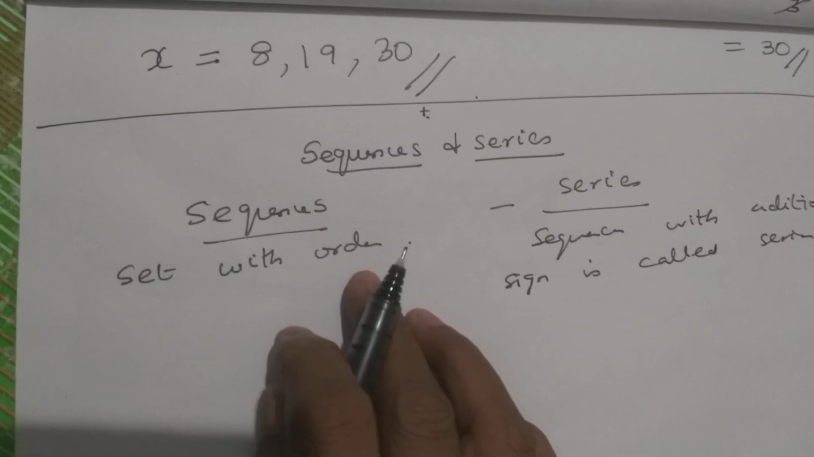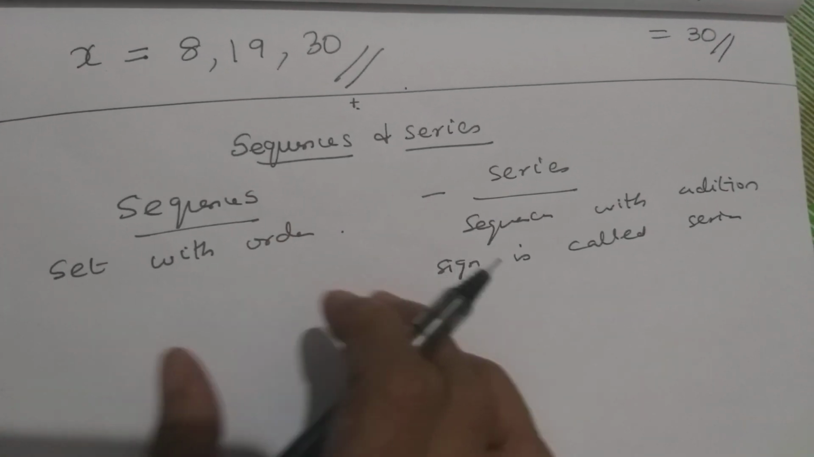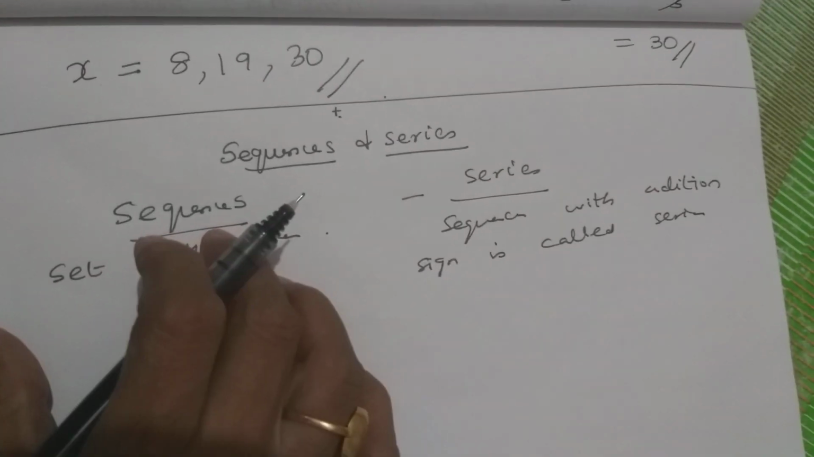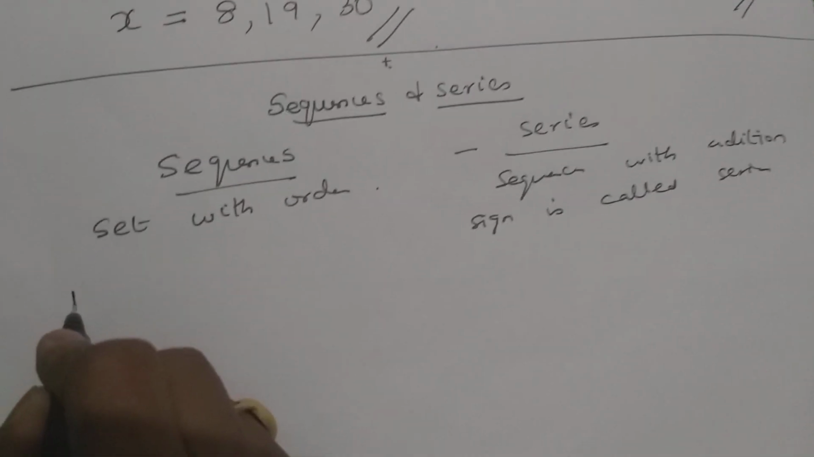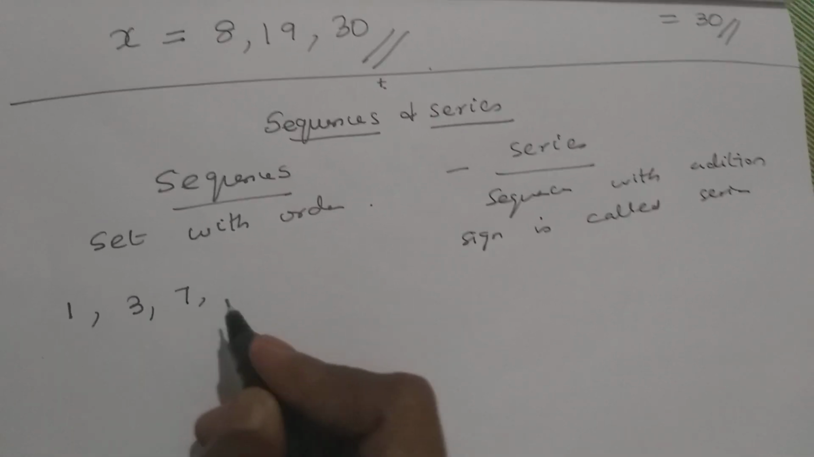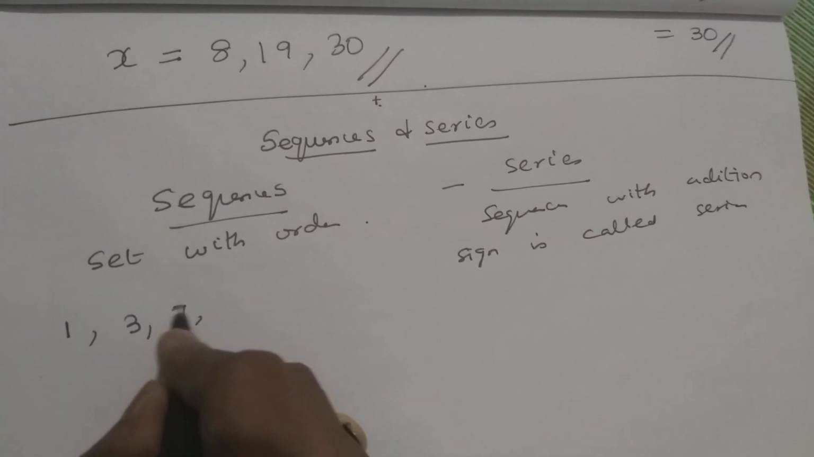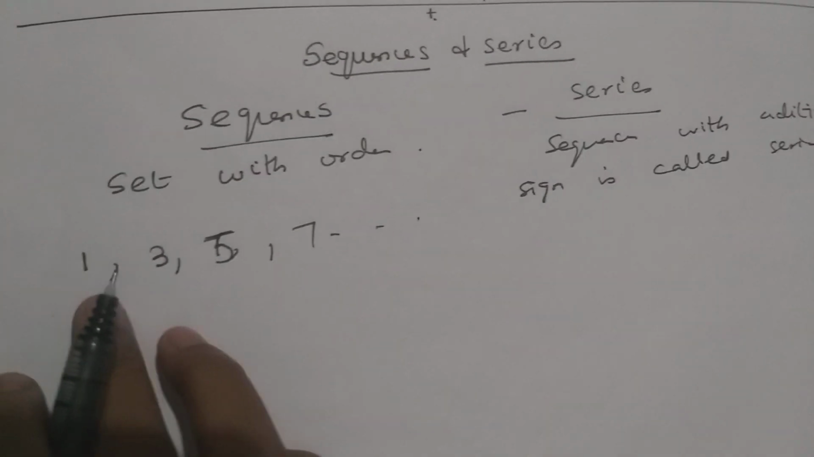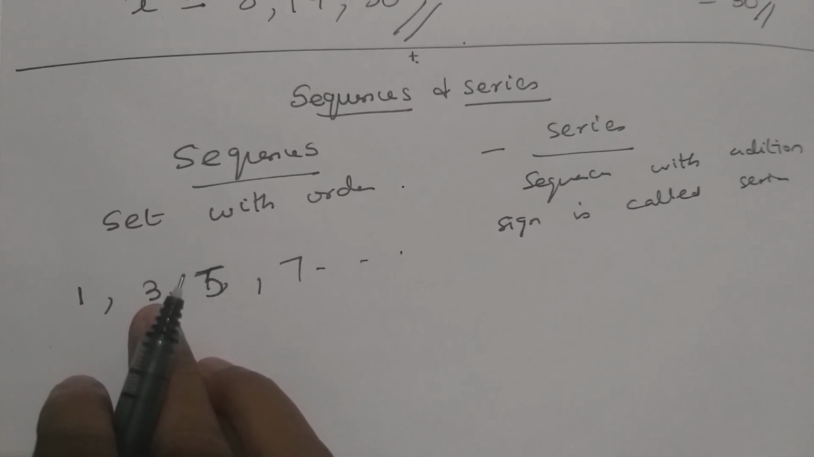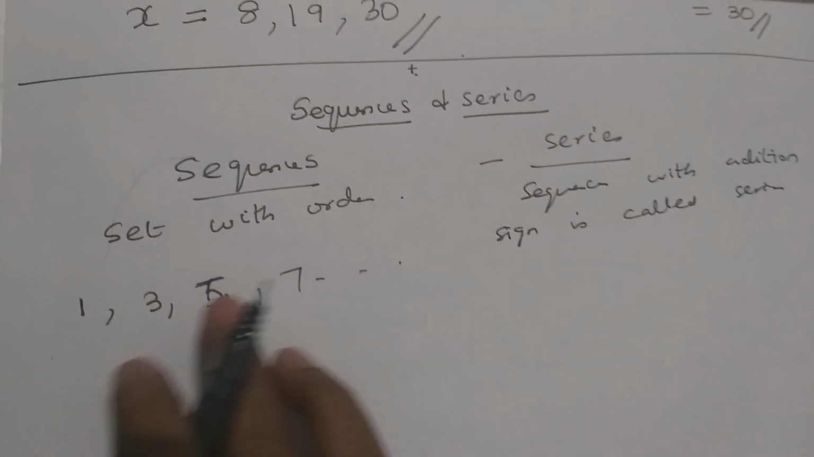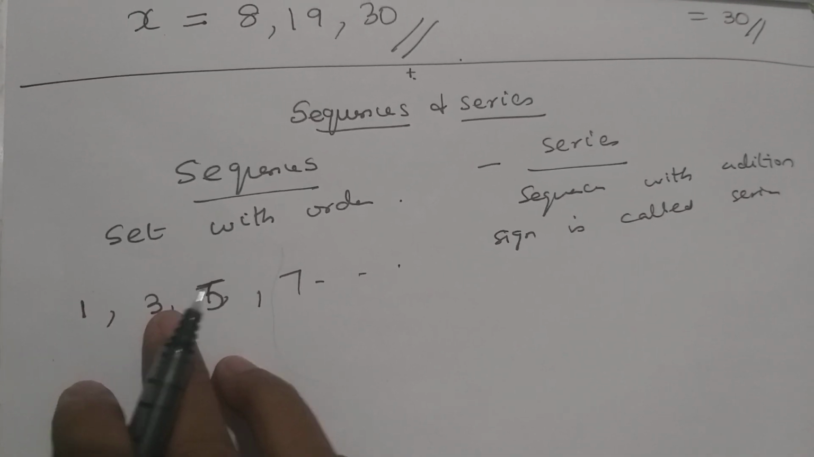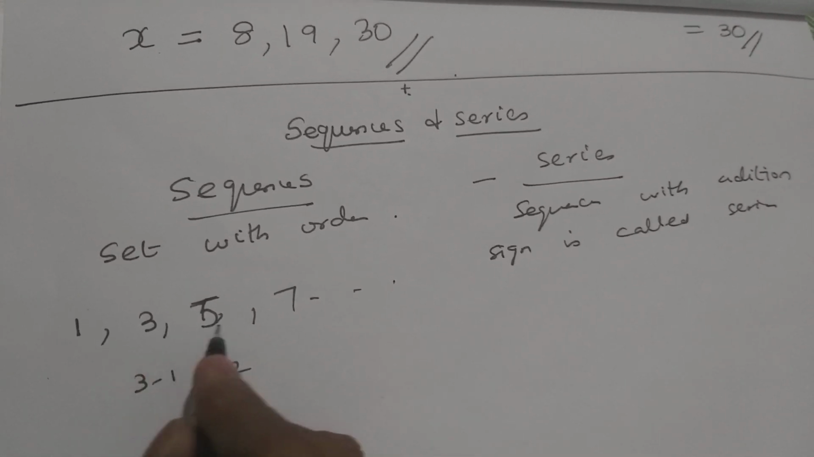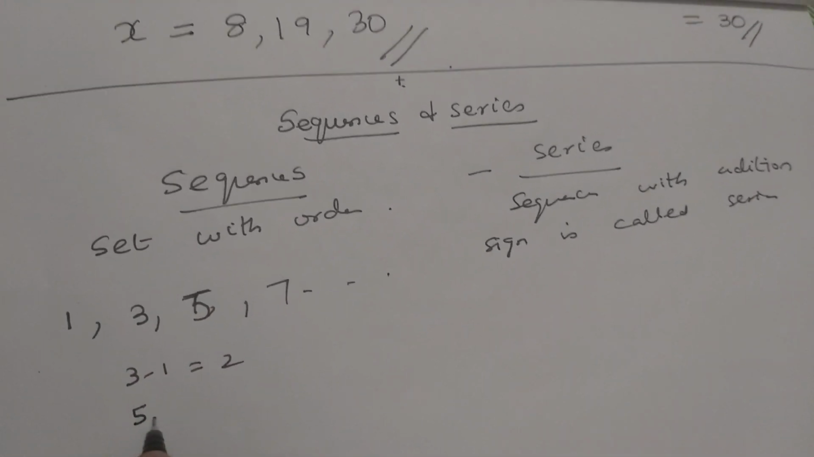So sequences means anything. If you take pens of different colors, if they are in some order, the same order, it is called a sequence. For example, if you take the numbers 1, 3, 5, 7, it goes like this. Here, if you see, take each pair of numbers, 1 and 3, what is the difference? 3 minus 1 is 2. The next two numbers, 3 and 5: 5 minus 3 is 2.